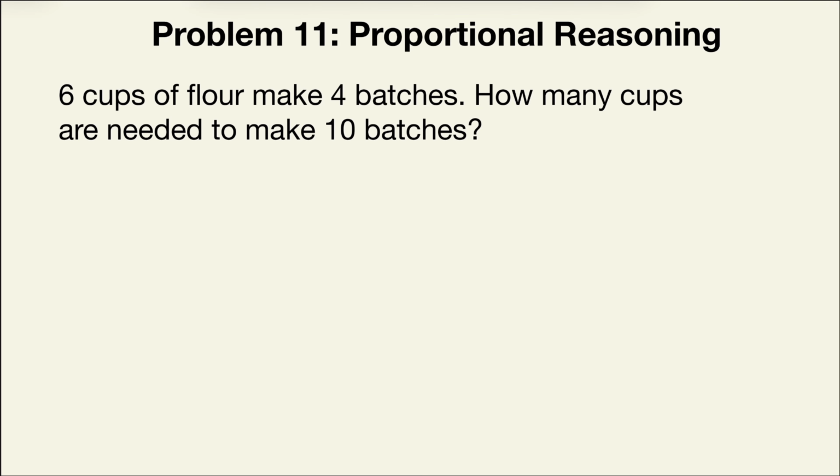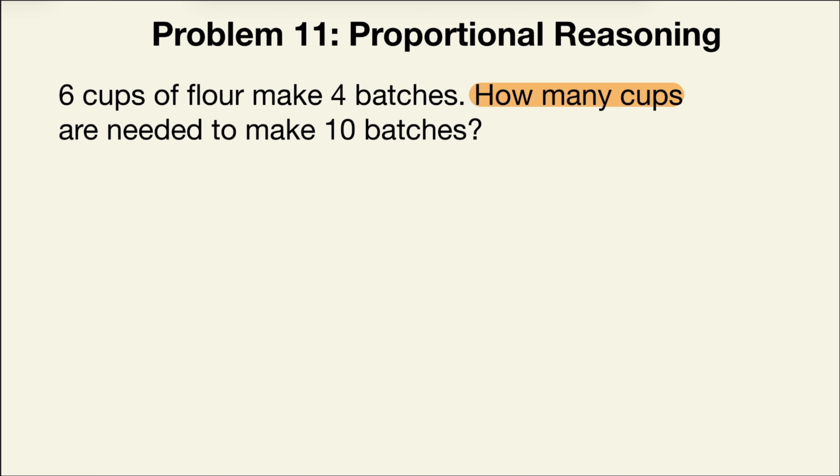Problem 11. Here it reads 6 cups of flour make 4 batches. How many cups are needed to make 10 batches? So we know that this is proportional reasoning, and we have to find out how many cups are needed to make 10 batches. So that's important here. Since this is proportional reasoning, we can go ahead and set up a proportion. So let's do that.